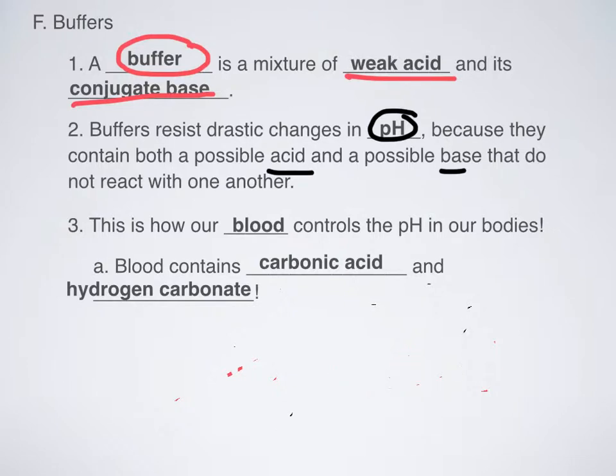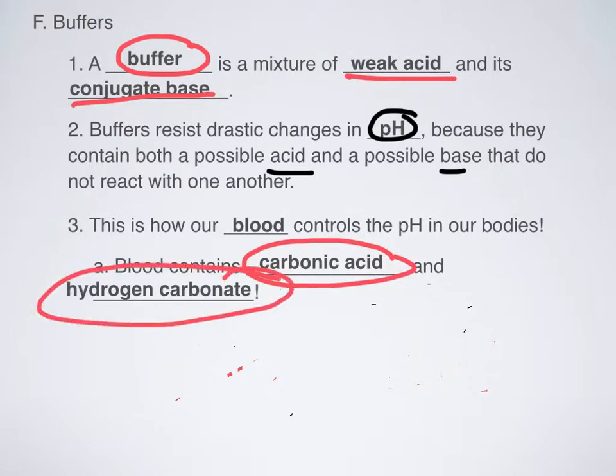So what does our blood use? It uses a buffer of carbonic acid and hydrogen carbonate. And in that space, which I just spent a long time erasing, we're going to write down a brief buffer reaction for what these things look like. So let's start with what would happen if you added a base to something.